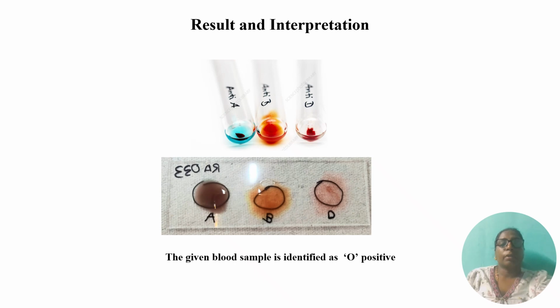In this example, the blood sample showed no agglutination with anti-A and anti-B and agglutination with anti-D. So what does it mean? There is no presence of antigen A or antigen B, which represents an O blood group. And agglutination is observed with anti-D, which says that Rh is positive. So we are supposed to interpret the individual as O positive because the individual lacks A and B antigens but possesses the RhD antigen.